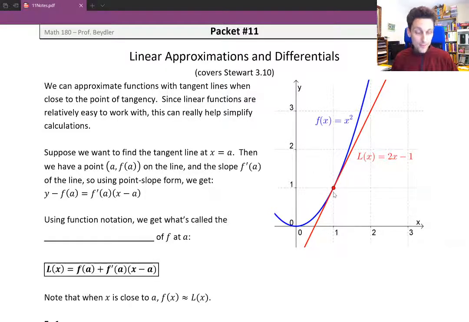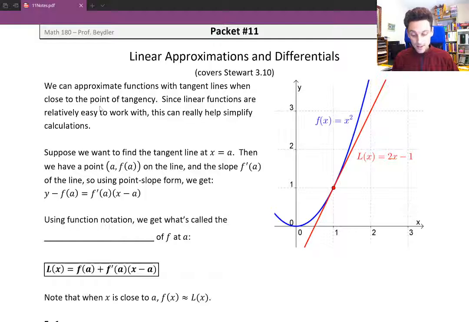Now as you stray farther from the point of tangency, the y values of the tangent line and the y values of the function x squared start to drift apart from each other. They start to be different. But at least as long as you're close to that point of tangency, the y values of the tangent line and the y values of the original graph are pretty close to each other in value. So we can use the line to approximate the function as long as we're close to x equals 1 in this picture, or to the point of tangency in general.